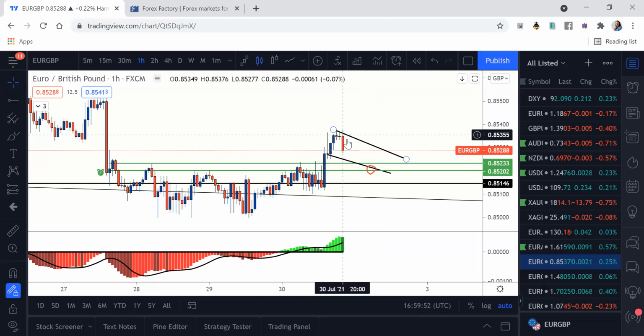So I'm looking for price to come back to this zone, anywhere in this zone. And once price comes back to this zone and my alert goes off, then I am going to drop down to my 5-minute time frame, and I am going to use my MACD strategy for entry.